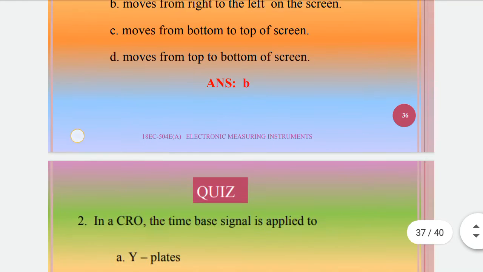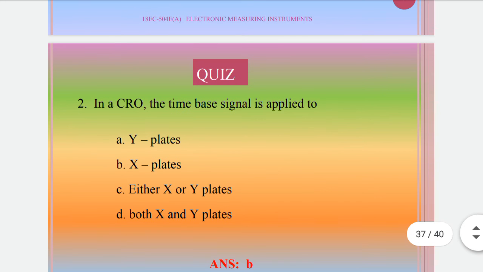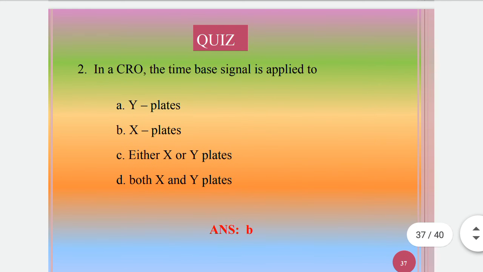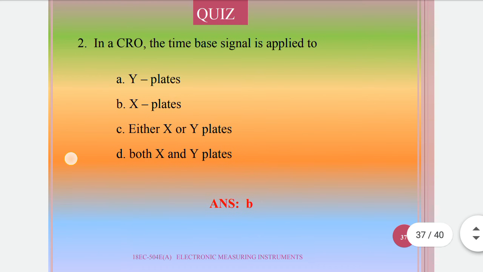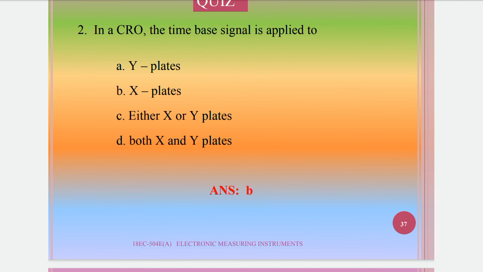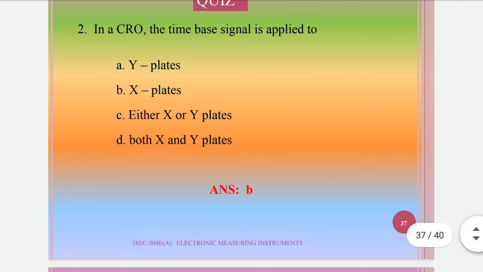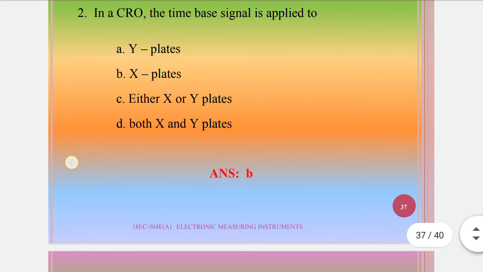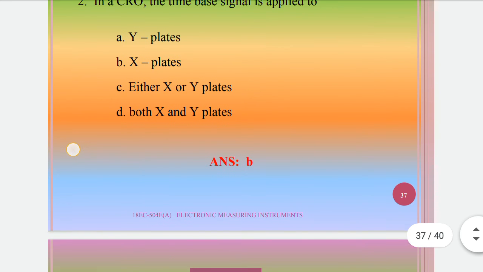Now coming to the second question. In a CRO, the time-based signal is applied to the dash. A, Y plates; B, X plates; C, either X or Y plates; D, both X and Y plates. In a CRO, the time-based signal is applied to the X plates, which means that the time-based signal is applied to the horizontal deflection plates. So the correct option is B.